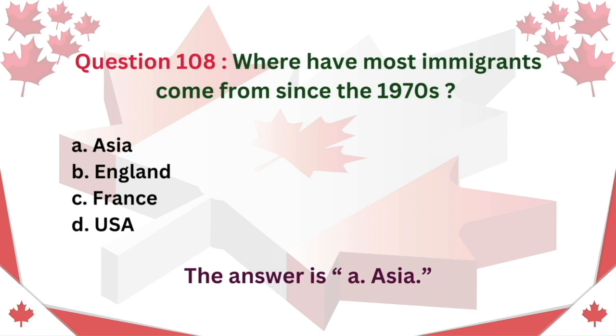Question 108. Where have most immigrants come from since the 1970s? A. Asia. B. England. C. France. D. USA. The answer is A. Asia.